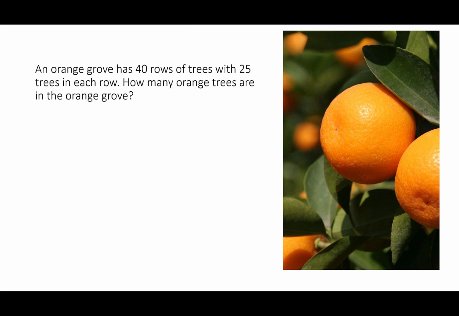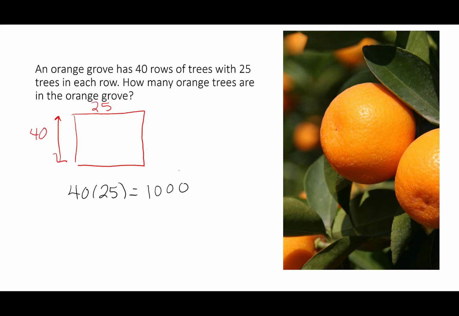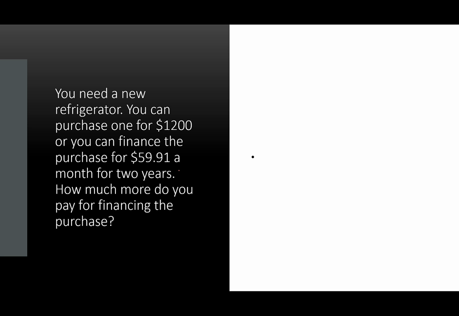Let's start with something easy. An orange grove has 40 rows of trees with 25 trees in each row. How many orange trees are in the orange grove? So maybe we want to draw a little box and think we have 40 rows, and then each of those rows has 25 trees. So what will we want to do? We should think, well, let's multiply. 40 times 25 equals 1,000. So notice we read through the problem, we wrote down what we know, we used our strategy of multiplication, and we look at 1,000. We think, does that sound right? And it looks really good.